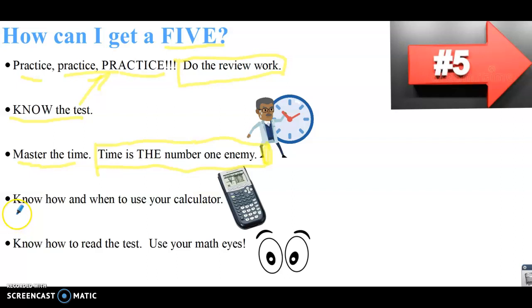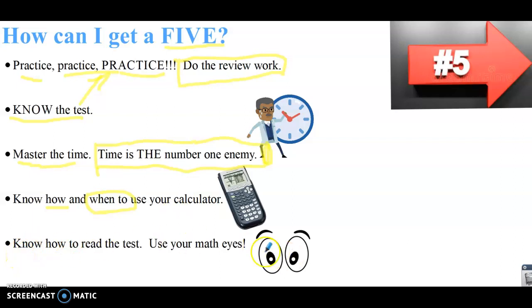Another thing that will make you successful is knowing how and when to use your calculator. Not every problem will allow you to use a calculator. So you've got to know what the calculator will do, what it won't do, when to use it, when not to use it, and be familiar with where the parentheses go on the calculator and how to do all the various features so that it's second nature and you're not nervous about that. In your resource packet, there are several pages that explain how to use every style of TI calculator to do everything you possibly need to do on the AP test. So take time to look through that resource packet.